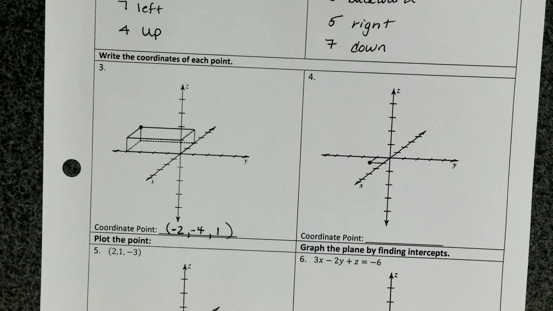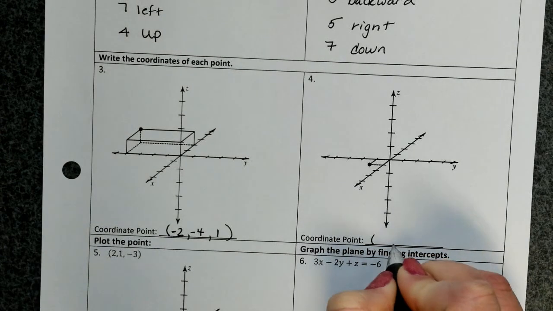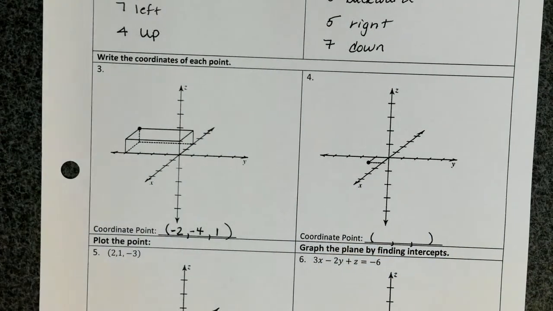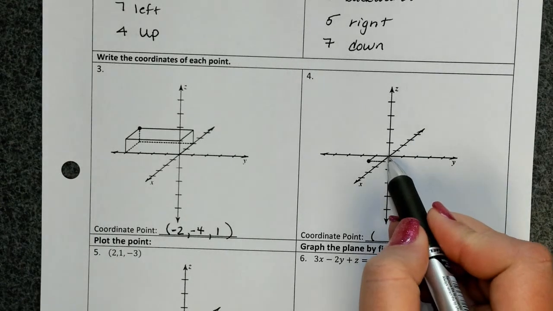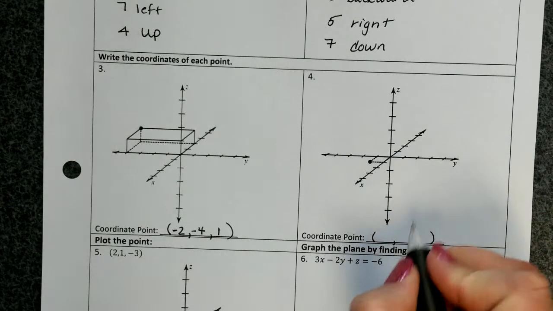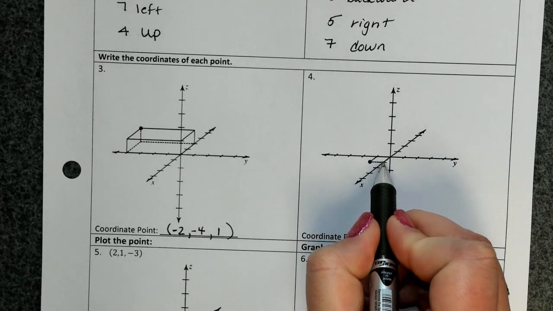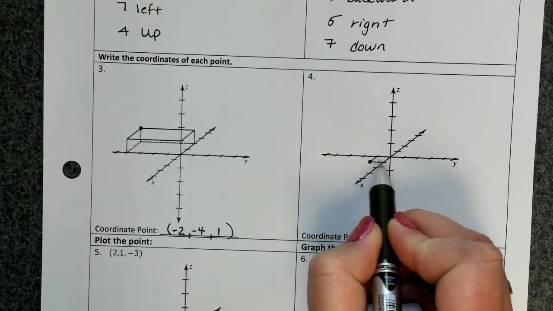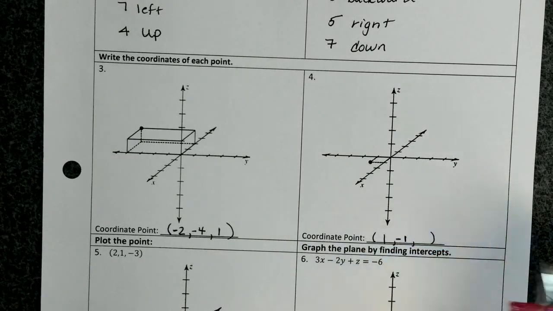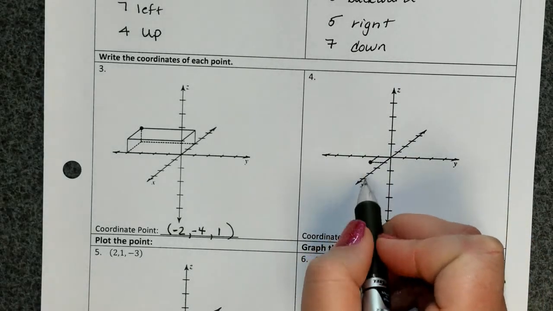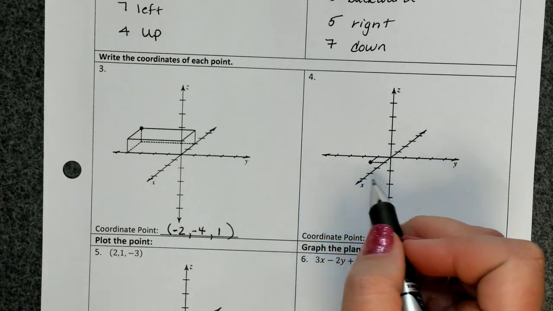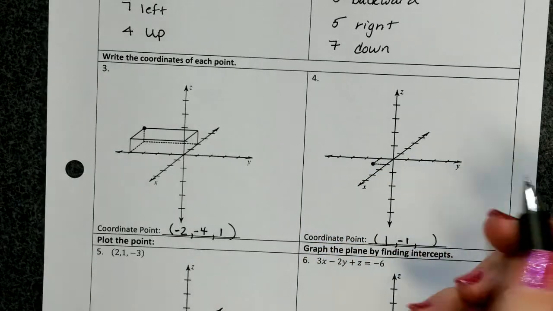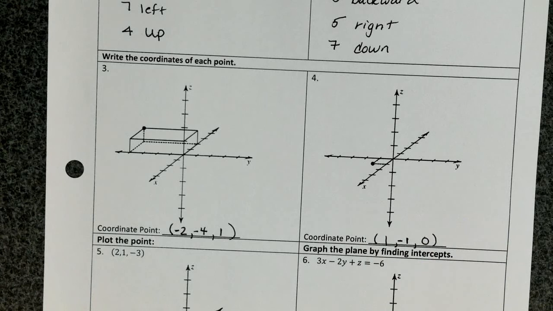Number 11. How about number 4? All right, so we go forward 1, so that's a +1. Do we go left or right? We're going left, right? So -1. And then it doesn't have any height. See how it's a flat box? It's just either the top or the bottom. It's not even creating a box. The Z is going to be 0 because there's no height. Very good.